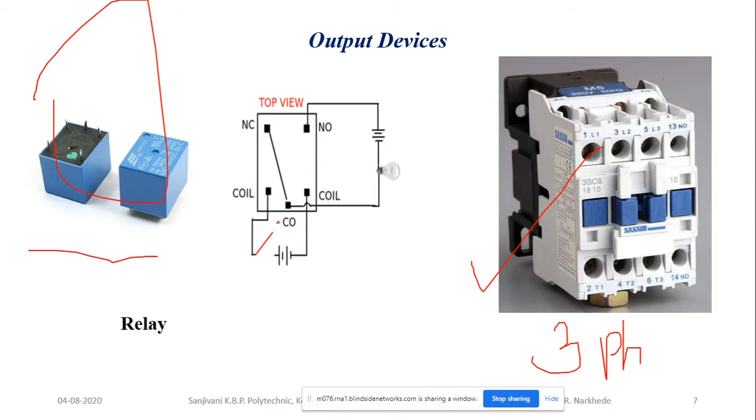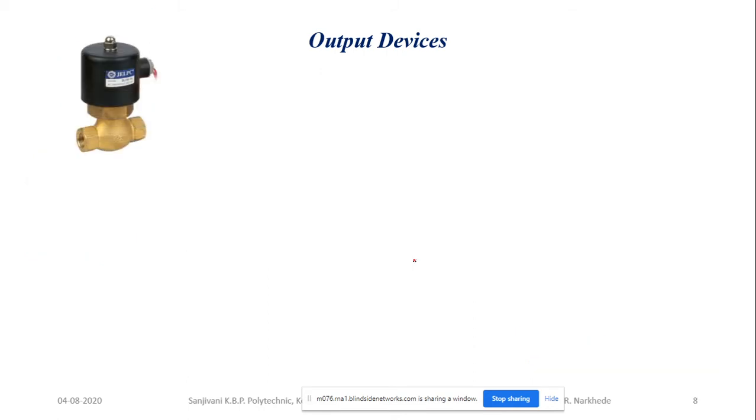So this is the most commonly used output device in industry. Apart from this, we are going to use some other output devices also. What are those output devices? The solenoid valve is the most commonly used output device in the process industry. One example of a domestic application of the solenoid valve is in your RO system.